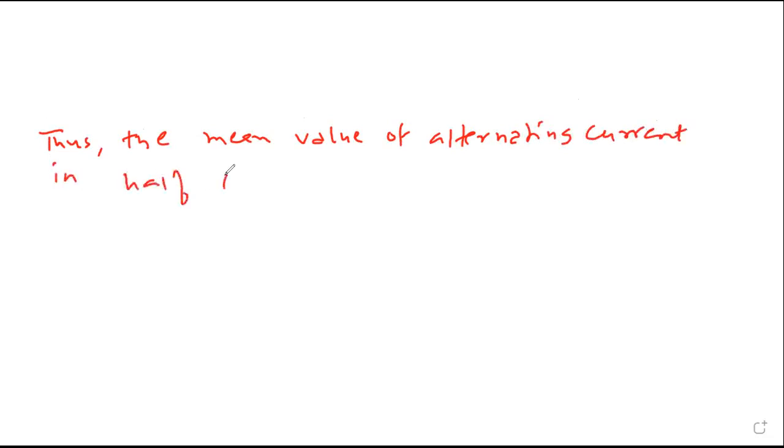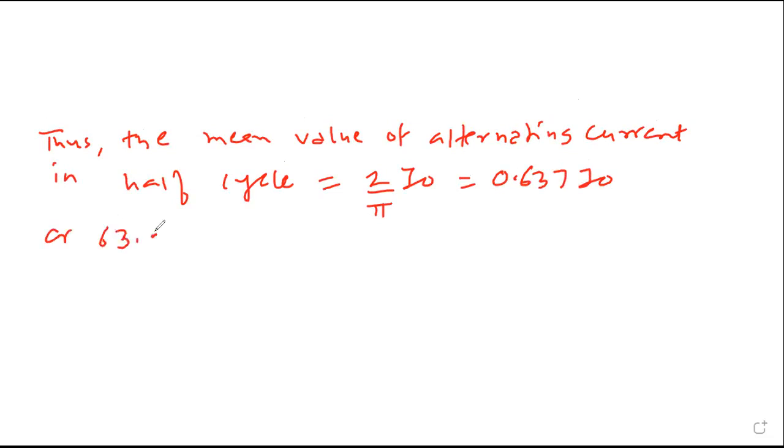Thus, the mean value of alternating current in half cycle equals to 2 upon pi I naught, that is 0.637 I naught or 63.7% of peak value of current.